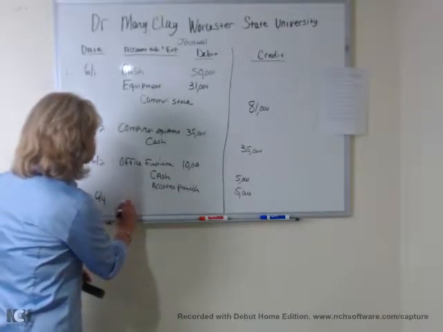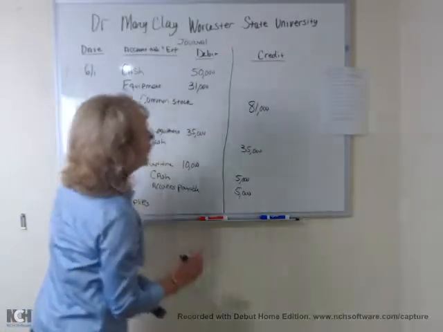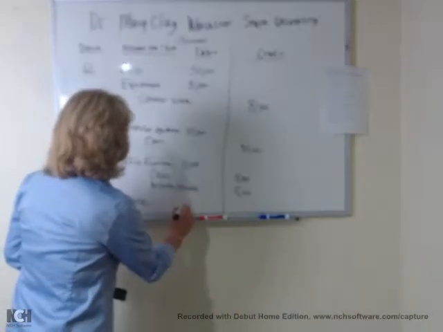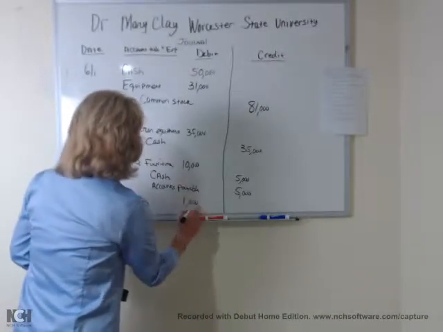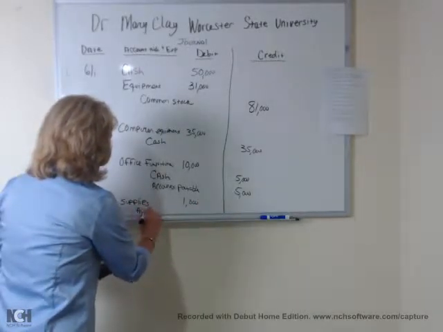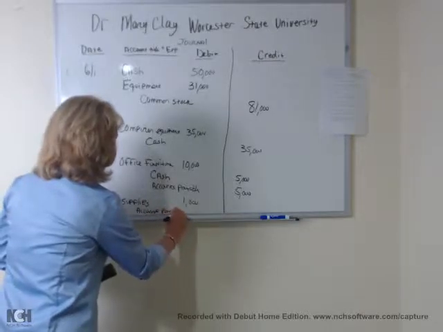I debit supplies, and whatever the amount is, 1,000, and then I credit accounts payable $1,000.